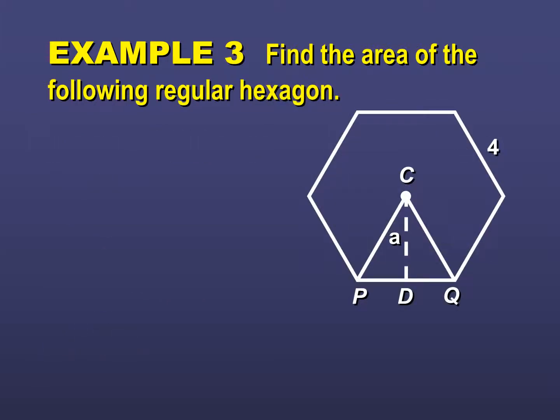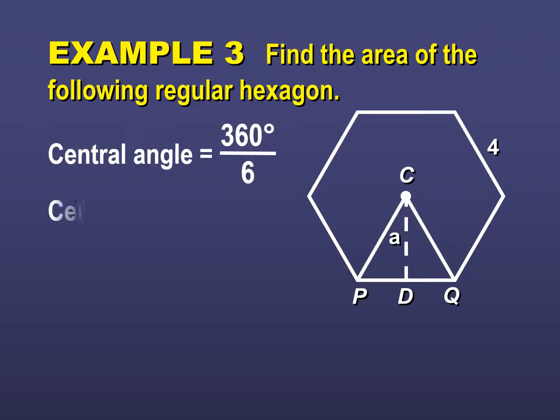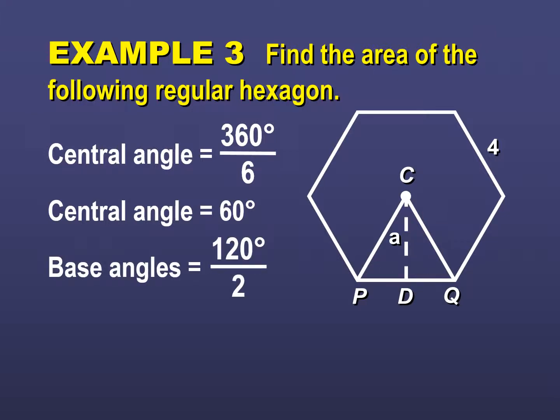Let's say we wanted to find the area of this regular hexagon. So we know that this central angle is equal to 360 divided by the number of sides, which is 6. So 360 divided by 6 is 60 degrees. And if this is 60 degrees, and these angles have to be congruent because they're base angles, that means all of our angles are the same. This is 60, 60, and 60.